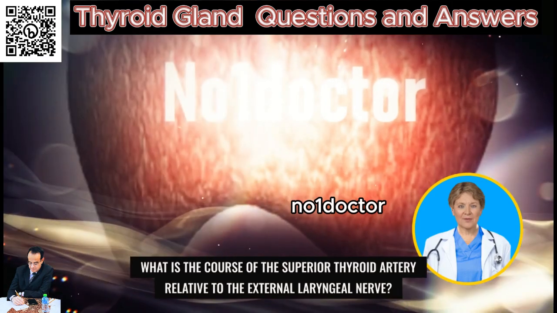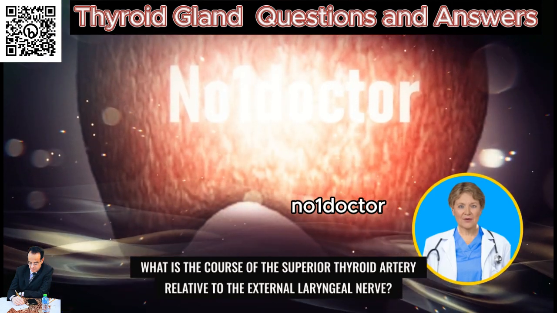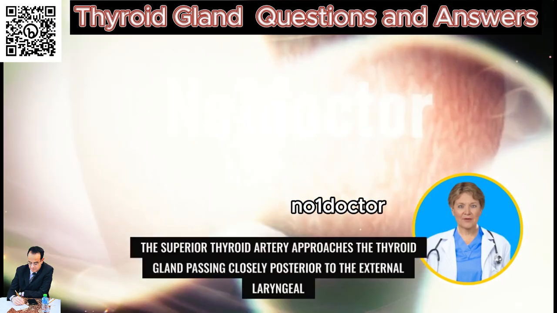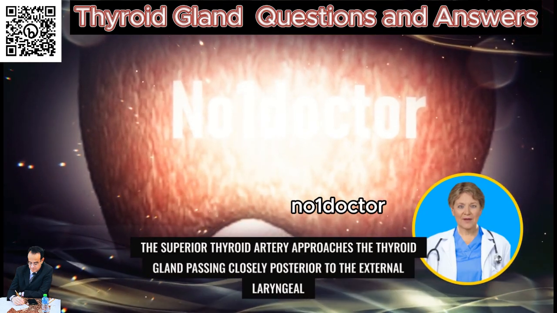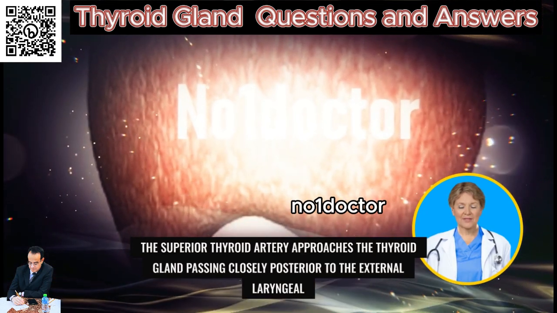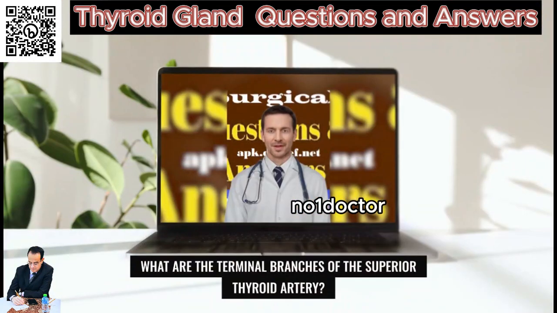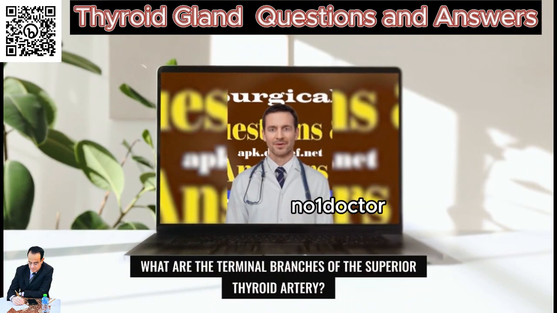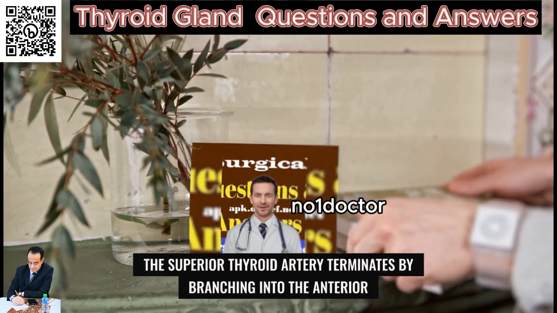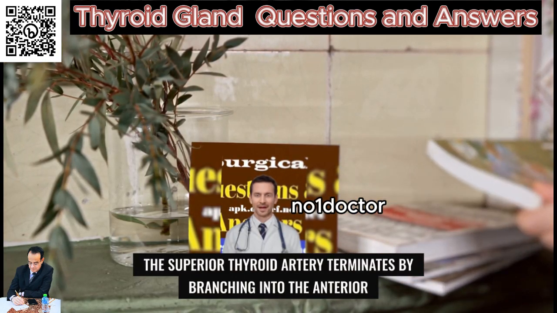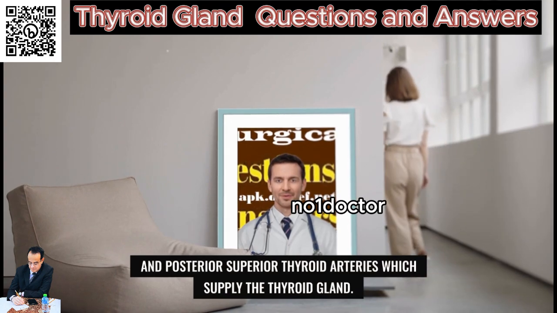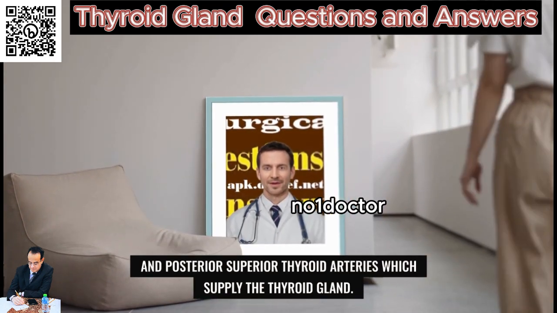What is the course of the superior thyroid artery relative to the external laryngeal nerve? The superior thyroid artery approaches the thyroid gland passing closely posterior to the external laryngeal nerve, putting the nerve at risk during ligation. What are the terminal branches of the superior thyroid artery? The superior thyroid artery terminates by branching into the anterior and posterior superior thyroid arteries which supply the thyroid gland.